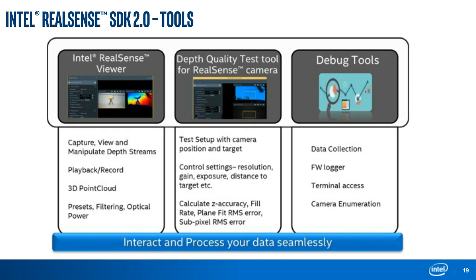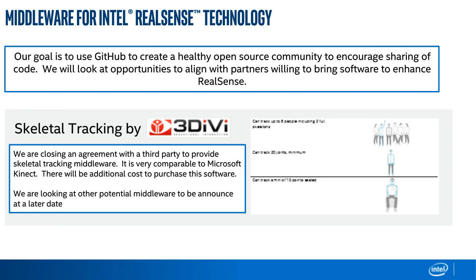One part of software that I haven't discussed, but we are looking at expanding our current sets, is what we call middleware. In previous generations, we did things like gesture tracking or skeletal tracking or object recognition. In this generation, we chose to focus on depth, like I said earlier. Instead, what we are doing now is we are looking for partners out there that are interested in taking our camera and doing things like skeletal tracking.